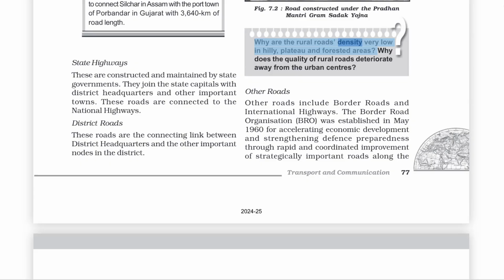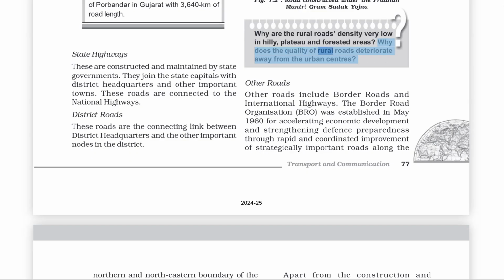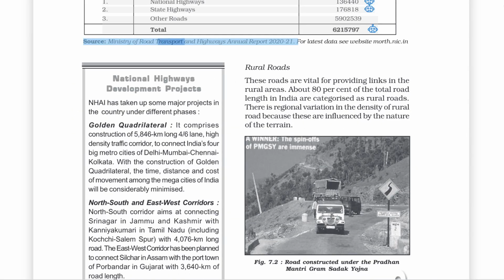Why is rural road density very low in hilly, plateau, and forested areas? Why does the quality of rural roads deteriorate away from the urban centers? Source, Ministry of Road Transport and Highways Annual Report 2020-21. For latest data, see website.